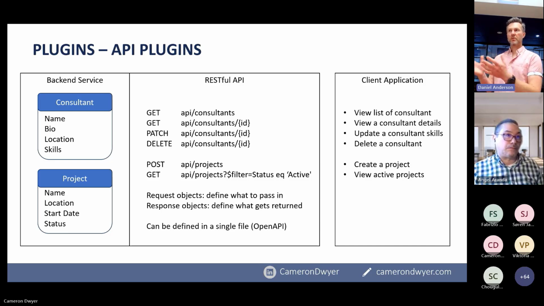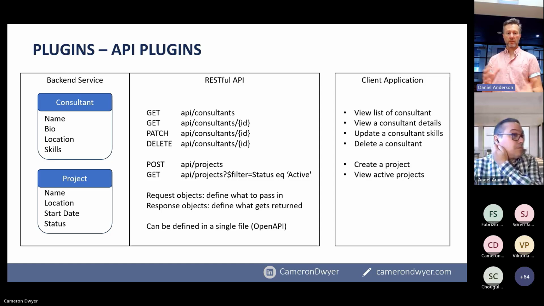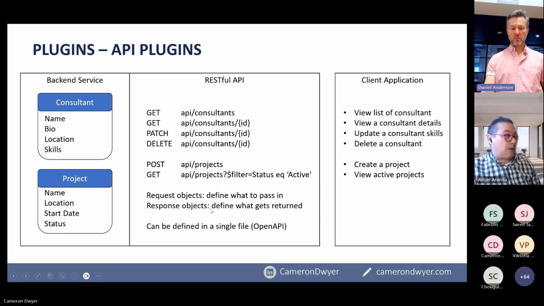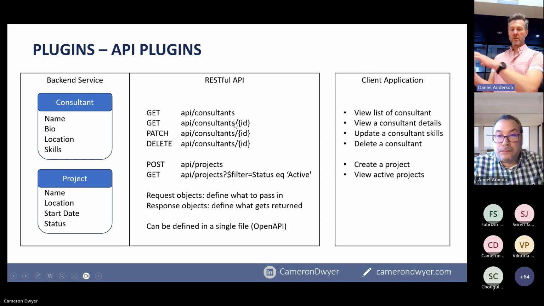But how do we know what that looks like? Well, the standard defines what a request object would look like for that endpoint. So if you want to create a new project, here is exactly the type of information that you need to pass up to it. And response objects are what comes back. So if we were getting the consultant's details, here's what the response object looks like. So there are industry standards around this, and it's called the Open API standard.